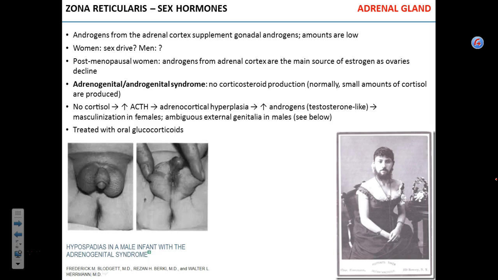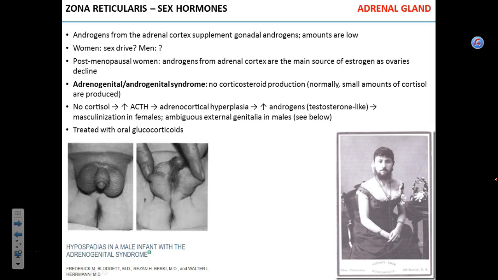In women, they are thought to contribute to the sex drive, because it's known that sex drive in both men and women is largely mediated by testosterone levels. So since the androgens produced by adrenal glands are testosterone-like hormones, they contribute to the sex drive. In men, we don't really know. They can serve as a backup, okay?